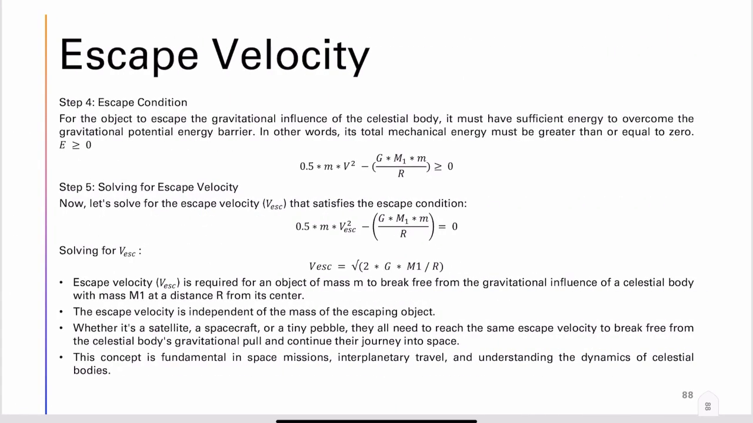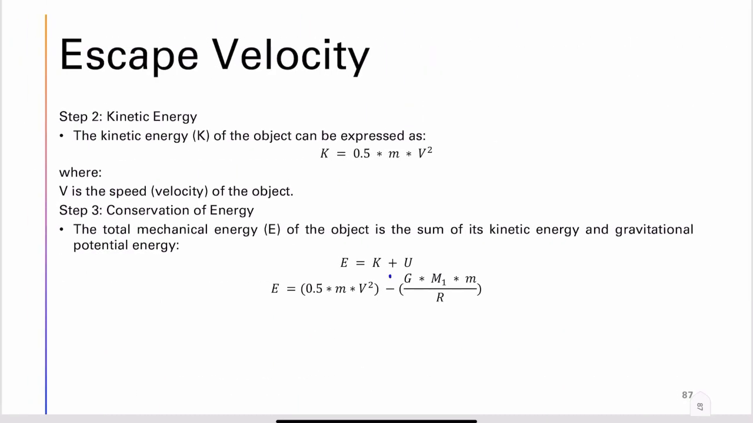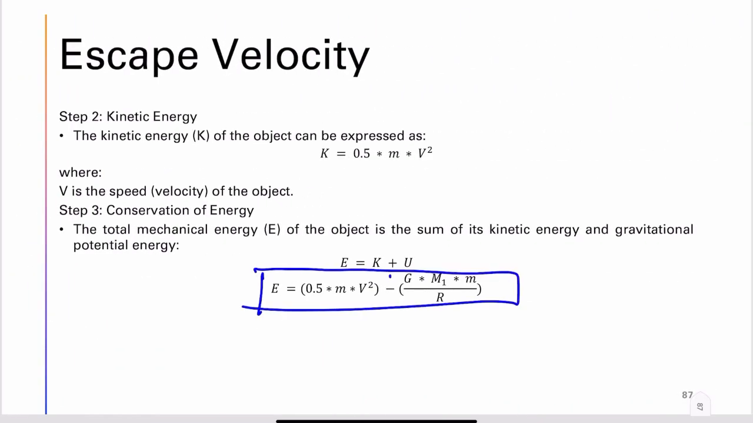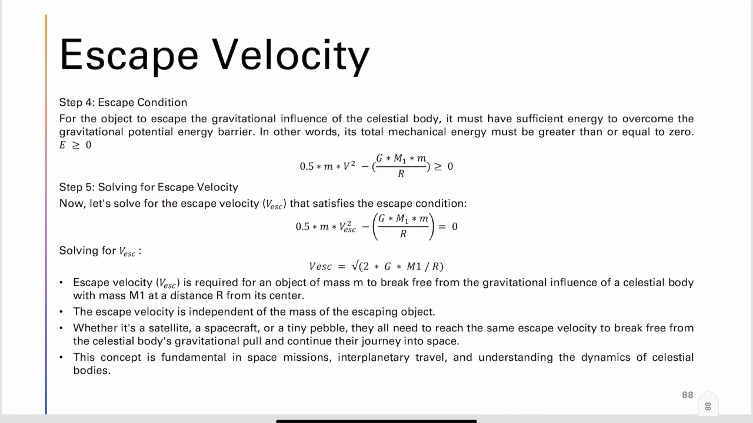When I solve this, I'll get the escape velocity. Sorry, this E is the total energy, the total mechanical energy for the system. Now we are supposed to know how much mechanical energy is needed by the system in order to escape the gravity, and this energy should be greater than 0.